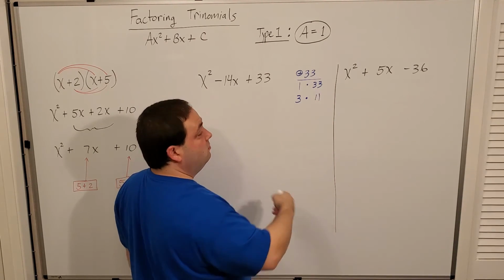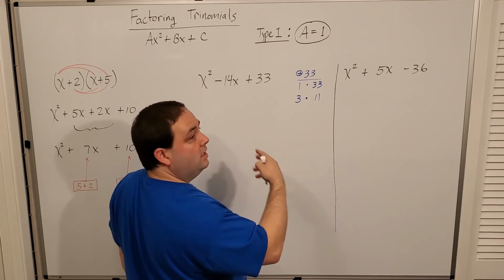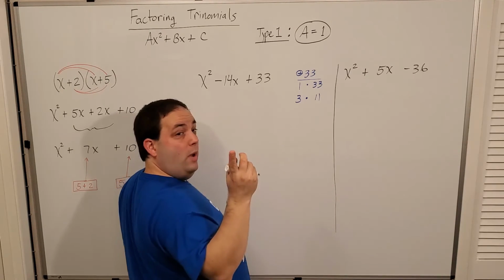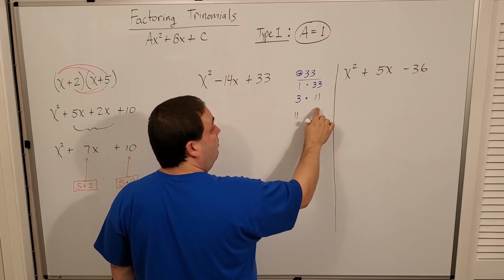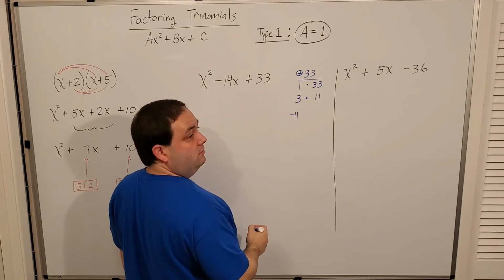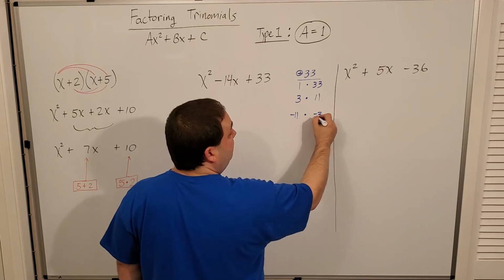4, no. 5, 6, no. 7, 8, 9, 10, 11. Oh wait, 11, right? But I've already done that one. So I switch to negative 11. Negative 11 does go into 33 negative 3 times.